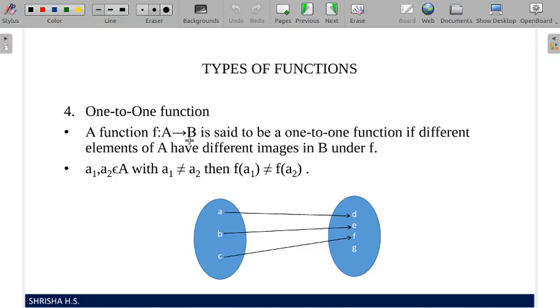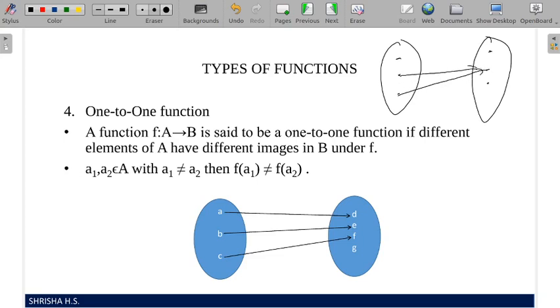So a function f from A to B is said to be a one-to-one function if different elements of A have different images in B under f. What does this mean? So this is given as an example. So suppose you have something like this. This is a function still. Okay, this is a function, but here A and B are mapped to the same element. See, this is valid according to the definition of the function.